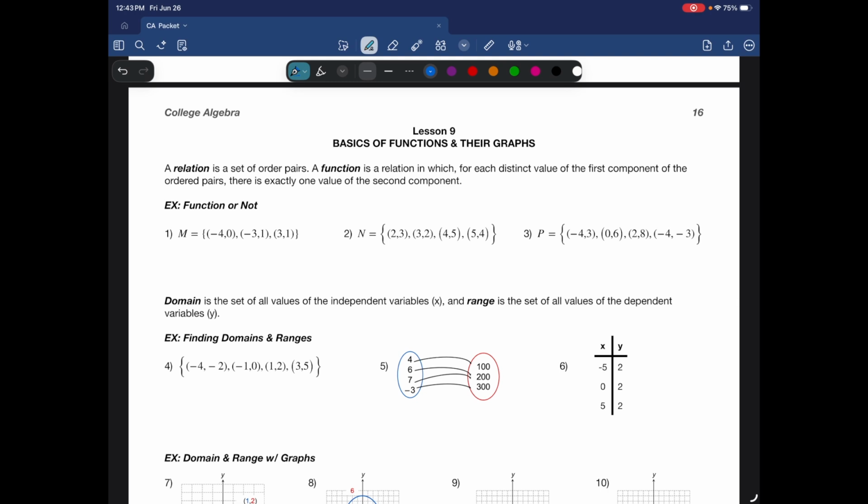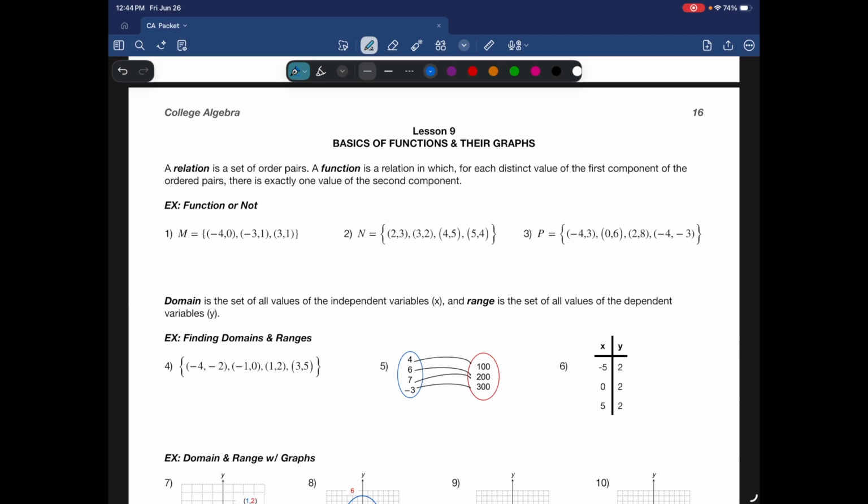A relation is a set of ordered pairs. A function is a relation in which, for each distinct value of the first correspondent of the ordered pairs, there's exactly one value of the second correspondent. Meaning, alright, we got ordered pairs. Ordered pairs are made of x's and y's. If my x's don't repeat, then I have a function. If my x's do repeat, every one of them is a relation. A set of ordered pairs is a relation. But if my set doesn't repeat x's, then it is a function.